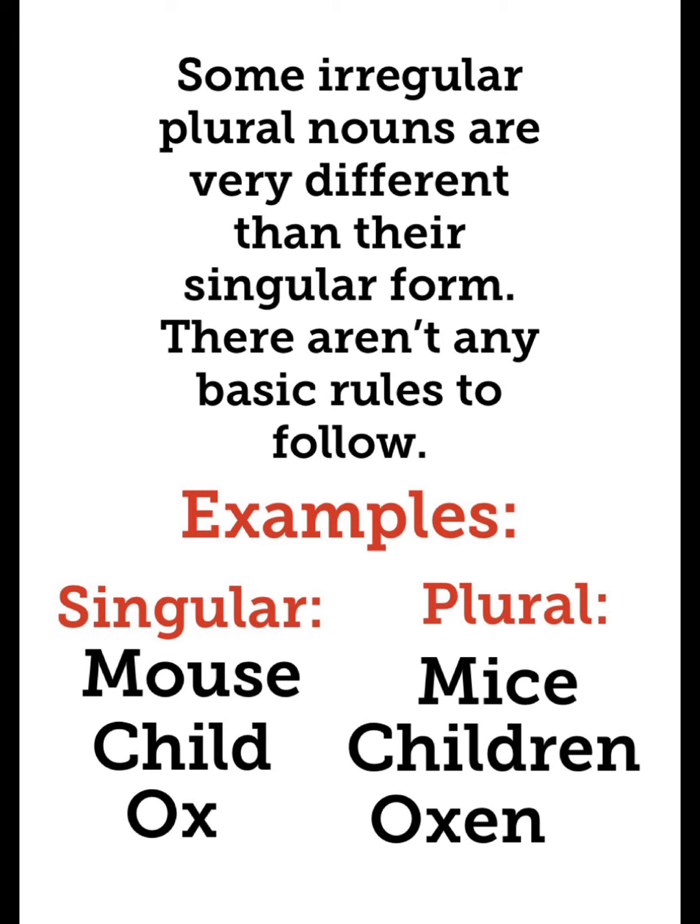Some irregular plural nouns are very different than their singular form. There's not really a rule to follow. Mouse turns into mice. Child turns into children. Ox turns into oxen.